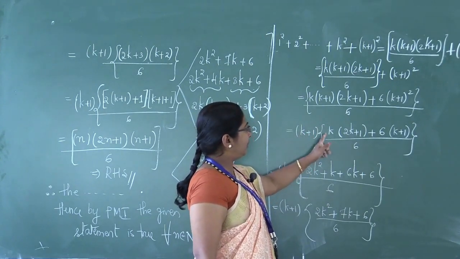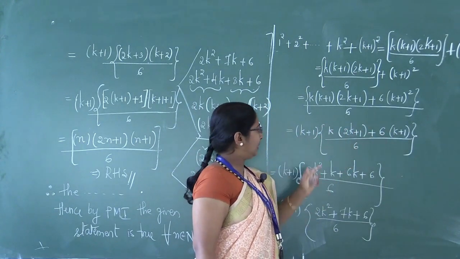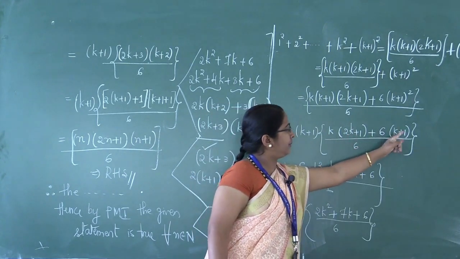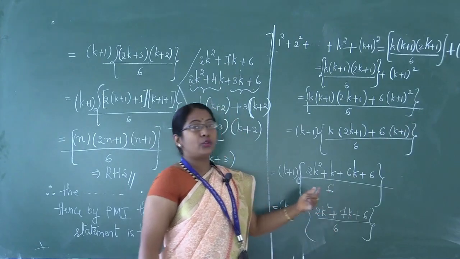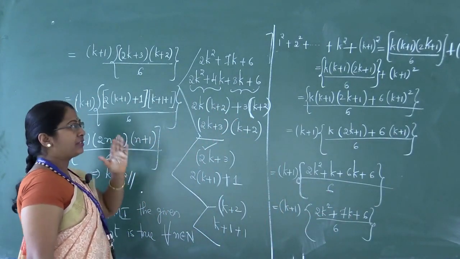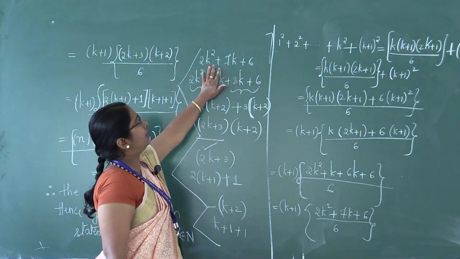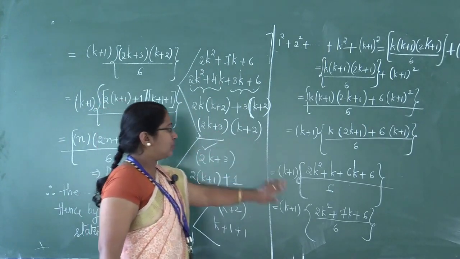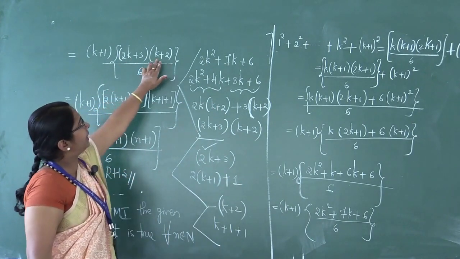The left out term will be k into 2k plus 1 plus 6 times the k plus 1. You multiply, you get 2k square plus k plus 6k plus 6. 6k plus k will sum up to 7k. So the numerator will be 2k square plus 7k plus 6. You need to factorize the numerator. Once you factorize, 2k square plus 7k plus 6 can be written as 2k plus 3 into k plus 2. So in place of numerator, you will write 2k plus 3 into k plus 2.